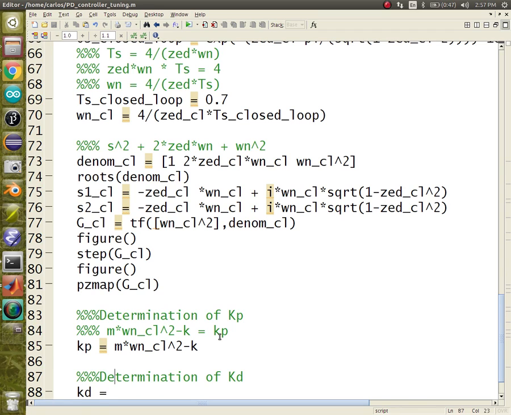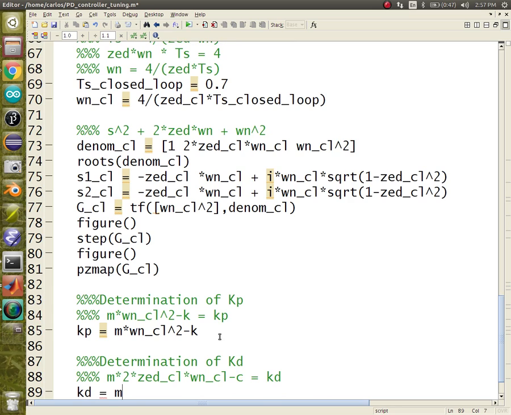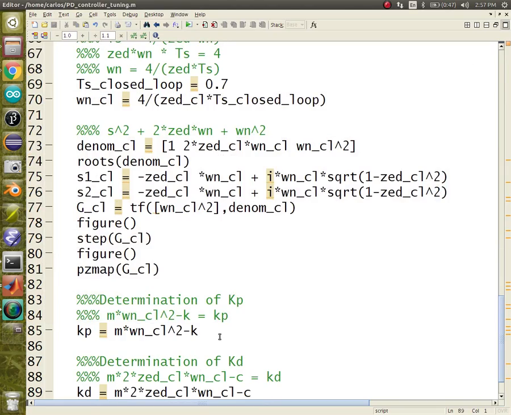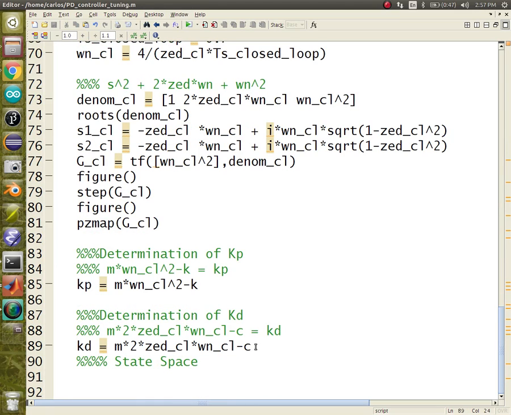So kd, how do we get that? Well, 2 times z closed loop times omega n closed loop equals c plus kd over m. If I multiply by m and then subtract c, that gives me kd. So kd is m times 2 times z closed loop times omega n closed loop minus c. And so kd is 55, which seems reasonable. The thing is, there are no units for this. So I have finished tuning my PD controller.